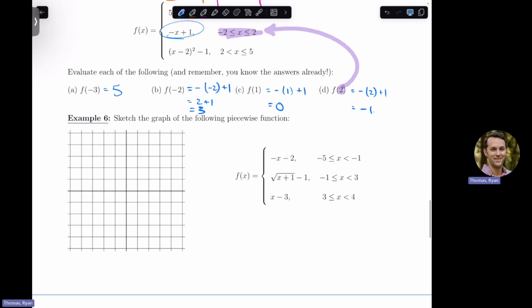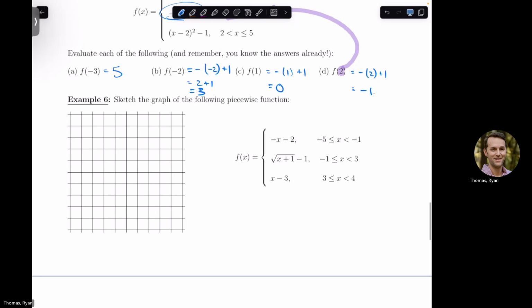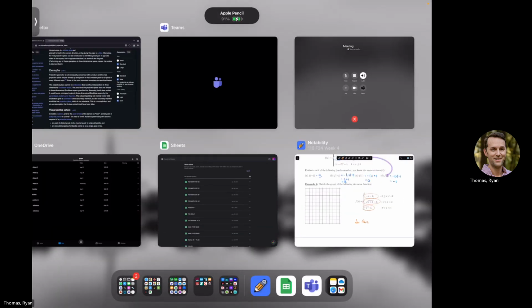The last part, example 6 there, sketch the graph of the following. Do this one tonight. What you would do is just graph each of these 3 things separately and chop the ends off. Take negative x minus 2, graph that, whatever it looks like. Chop the ends off at negative 5 and negative 3 of those, and you just sort of glue them together.